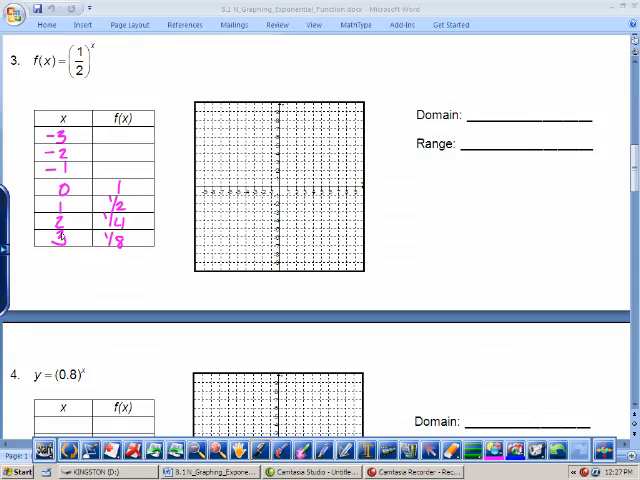Okay. What is 1/2 to the -1 power? 2. Everyone okay with that? We flip it and then raise it to the first power. What's 1/2 to the -2 power? And to the -3? All right, so go ahead and plot that.